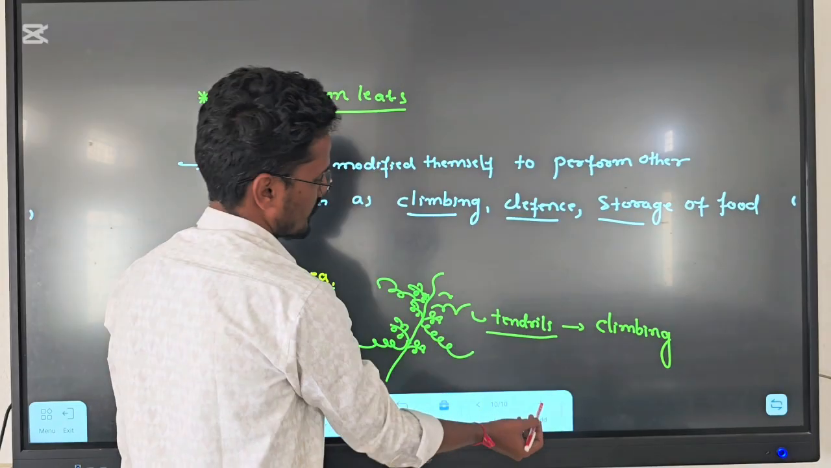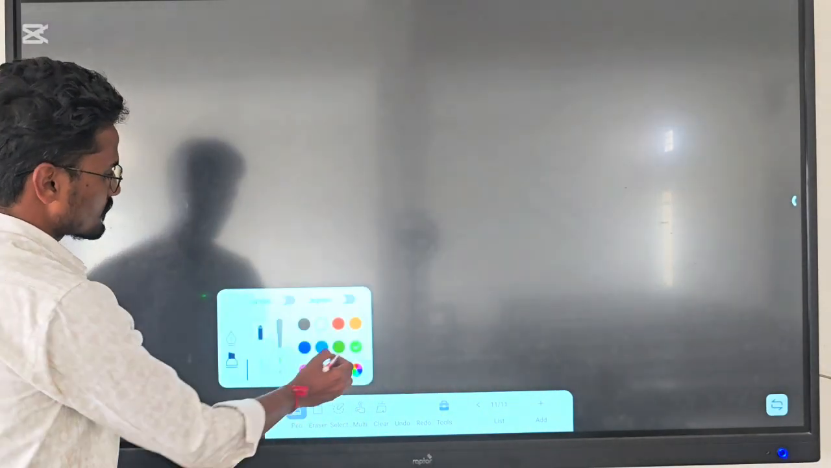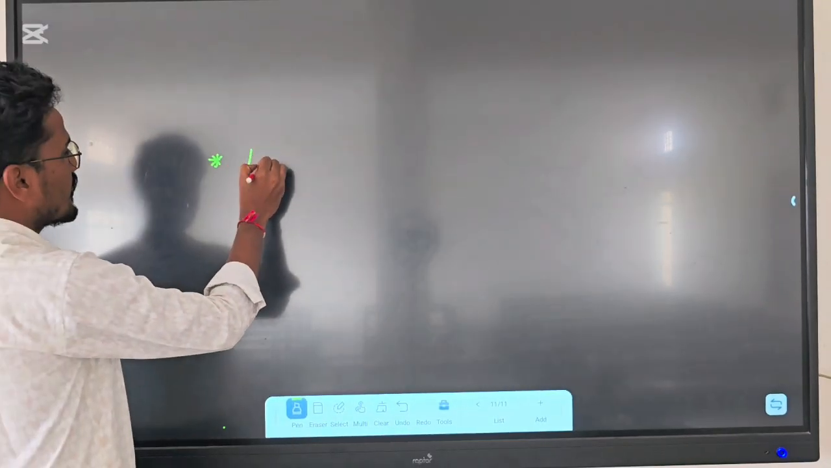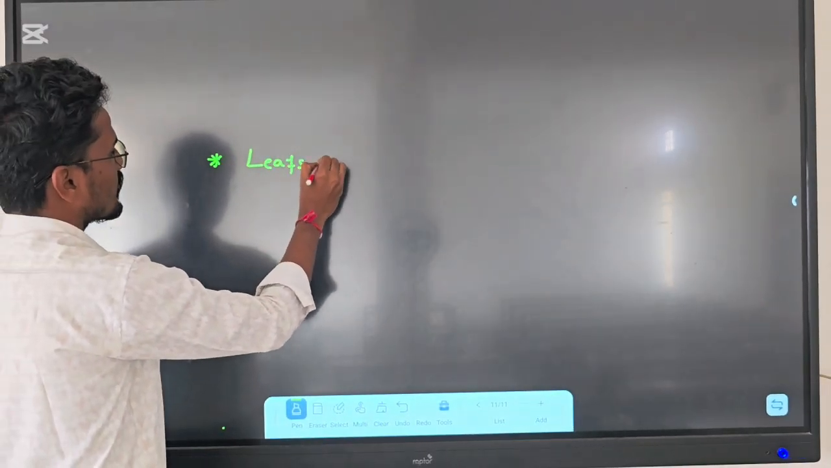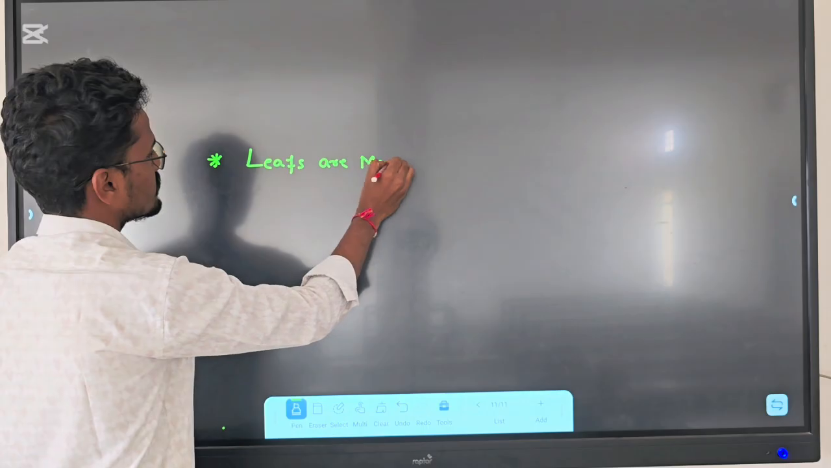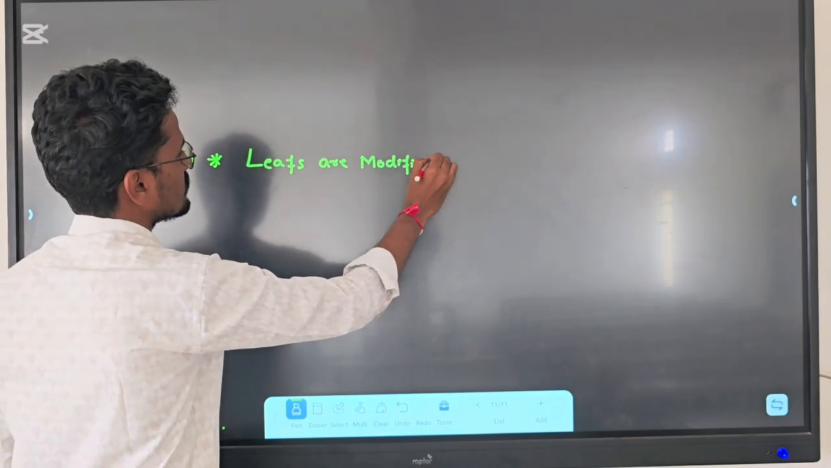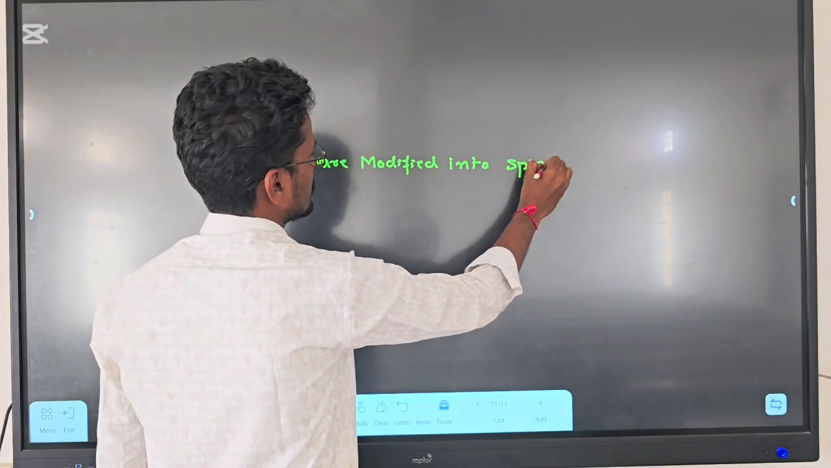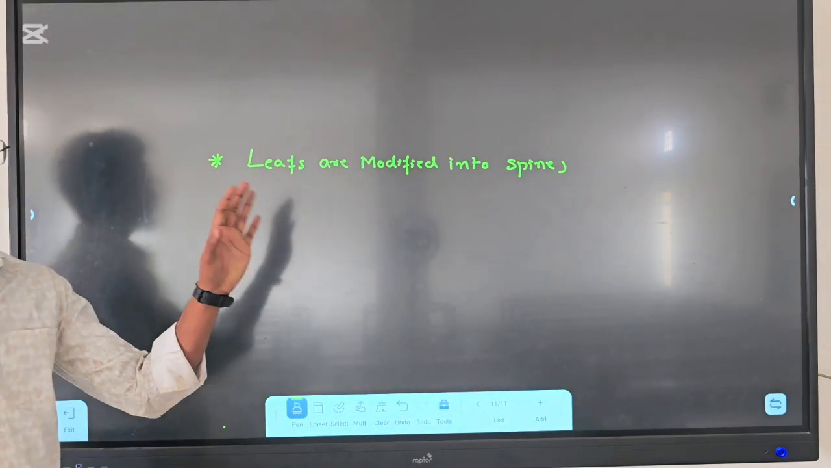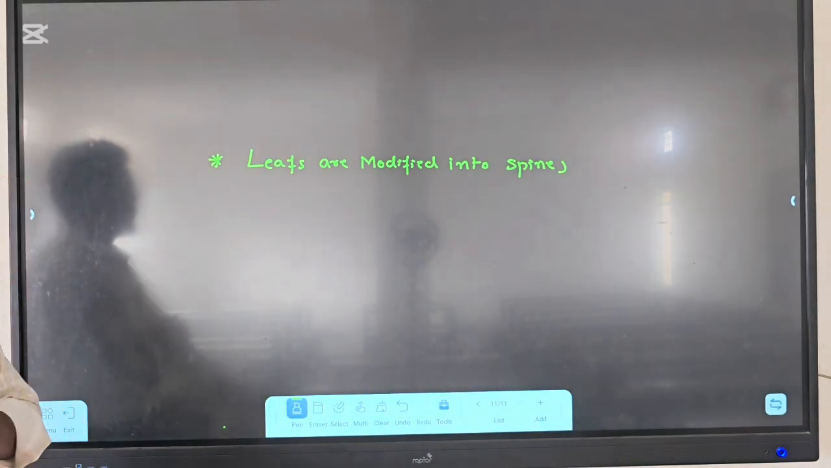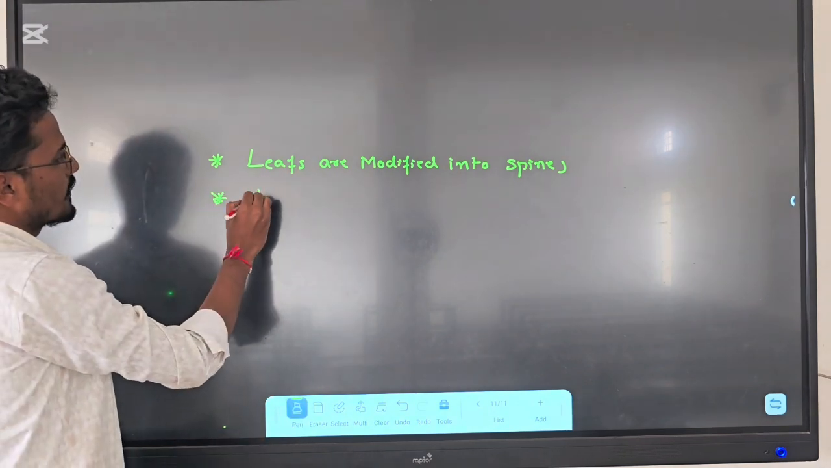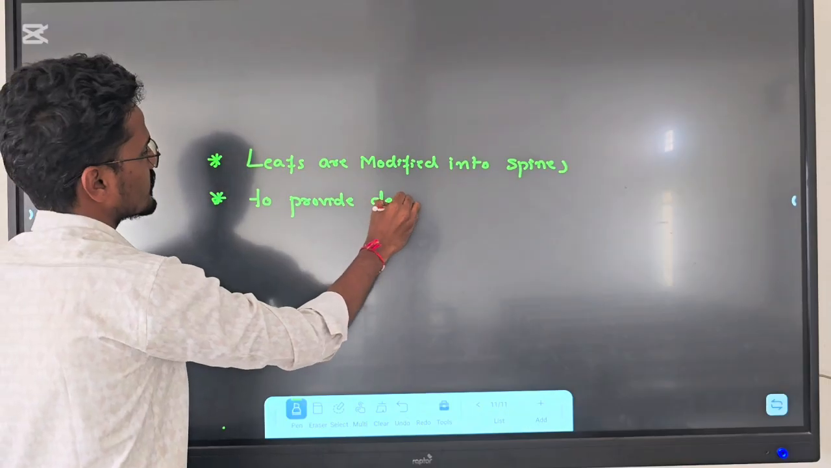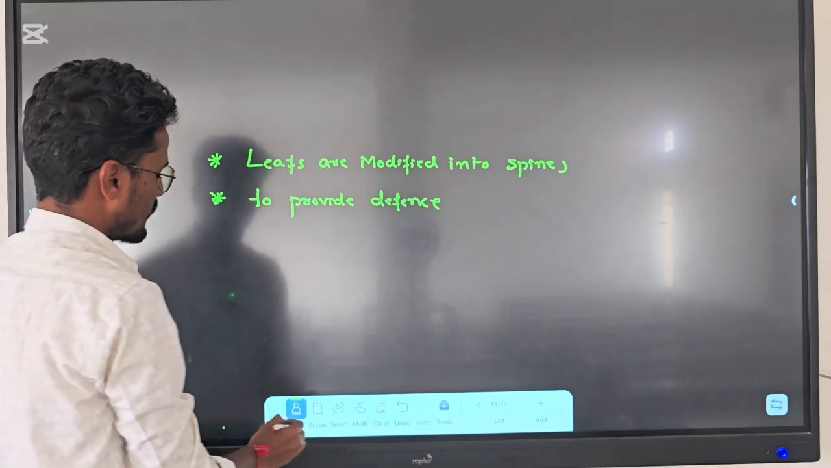Okay, we'll see in the next slides. There is another type of modification. Here leaves are modified into spines. Okay, leaves are going to be modified in the form of a spine. So why? To provide defense.